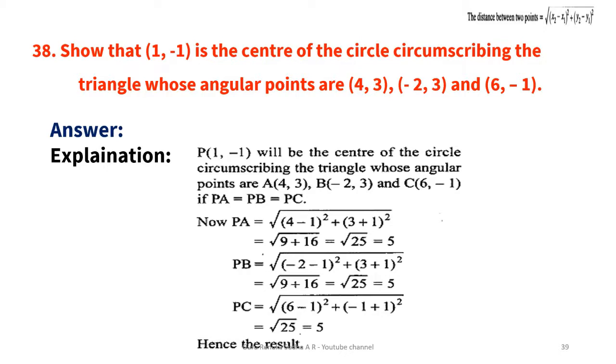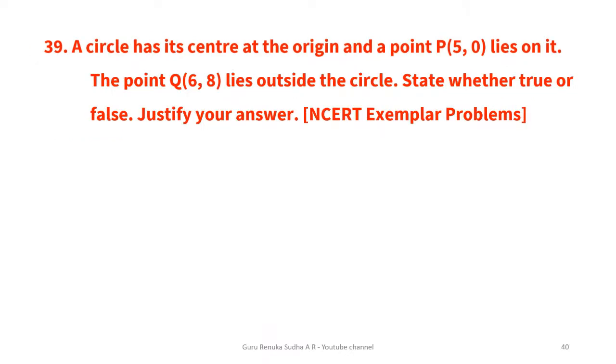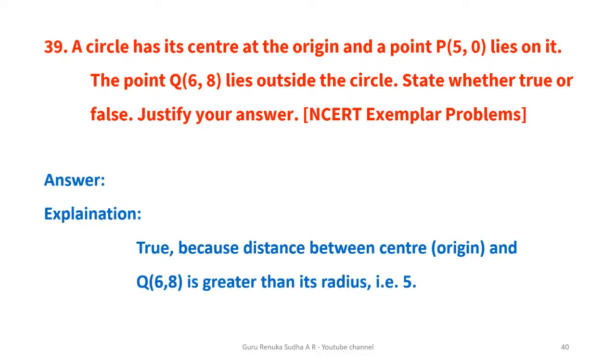39th problem. A circle has its center at the origin and a point P lies on it. The point Q lies outside the circle. State whether true or false. Justify your answer. They are asking like this. True, because the distance between the center and Q is greater than its radius, that means 5. So you can easily say the statement is true.